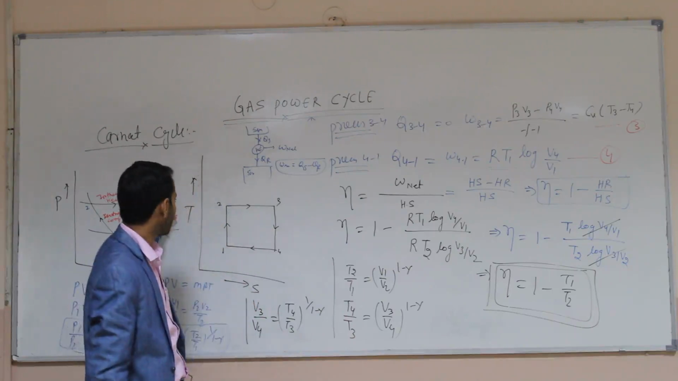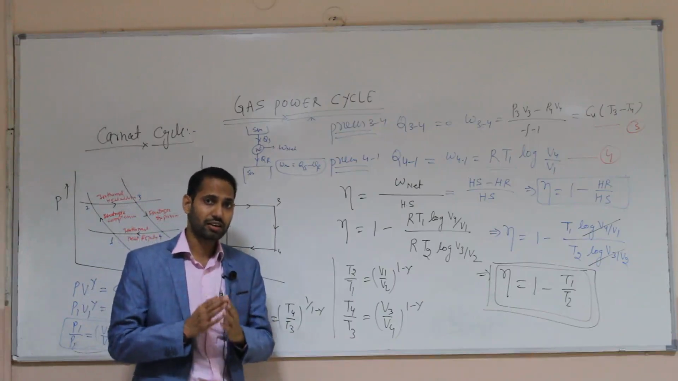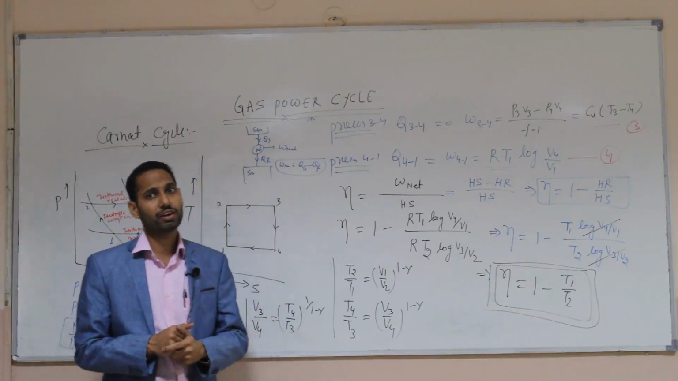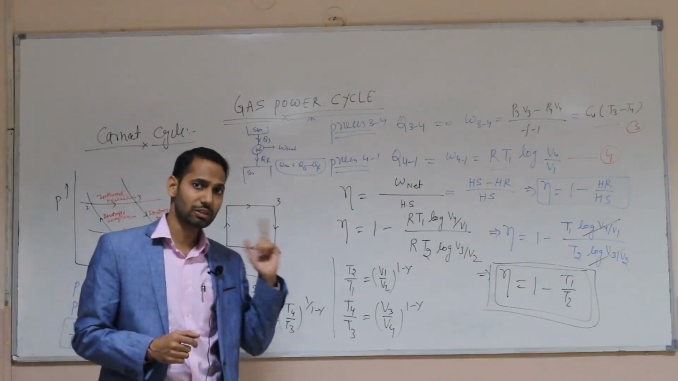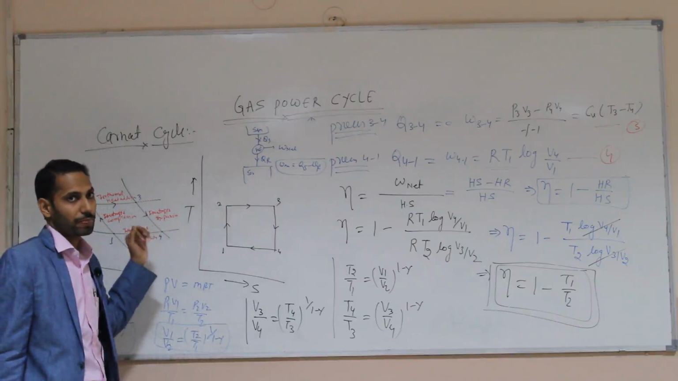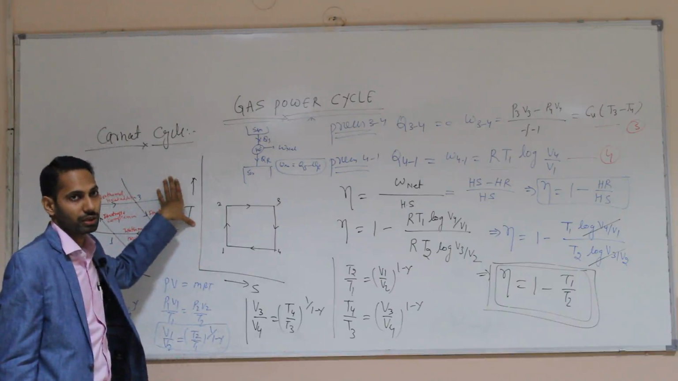And next is the isentropic process. That means the reversible adiabatic process. The heat cannot be transferred from the system or added to the system. So that's why it is a very fast process. So one is a very fast process, another is a very slow process. So that's why this cycle is practically not possible.